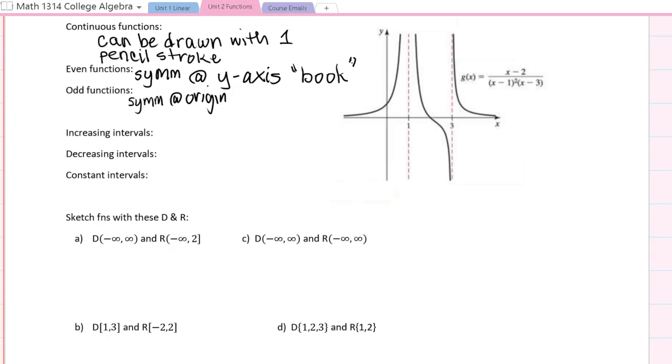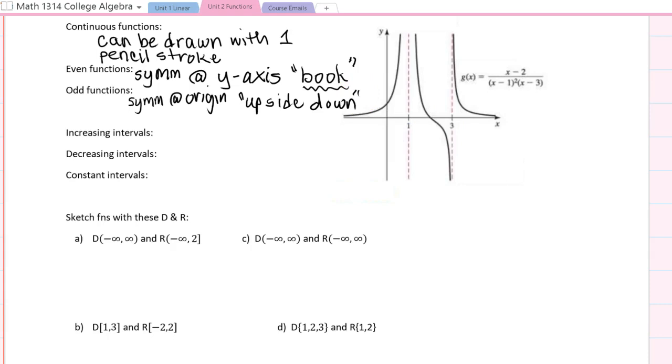And what we're going to do is go through our parent functions and determine which ones are even and which ones are odd. But the easiest way to think about it is that it is even if you can see what you have on the left side is the same thing as you see on the right side. If you were to fold it along the y-axis, they would line up, what you have on the left and what you have on the right. For odd functions, think of it as upside down. If I were to put my graph upside down, would it look the same? If it does, then it is symmetrical about the origin.